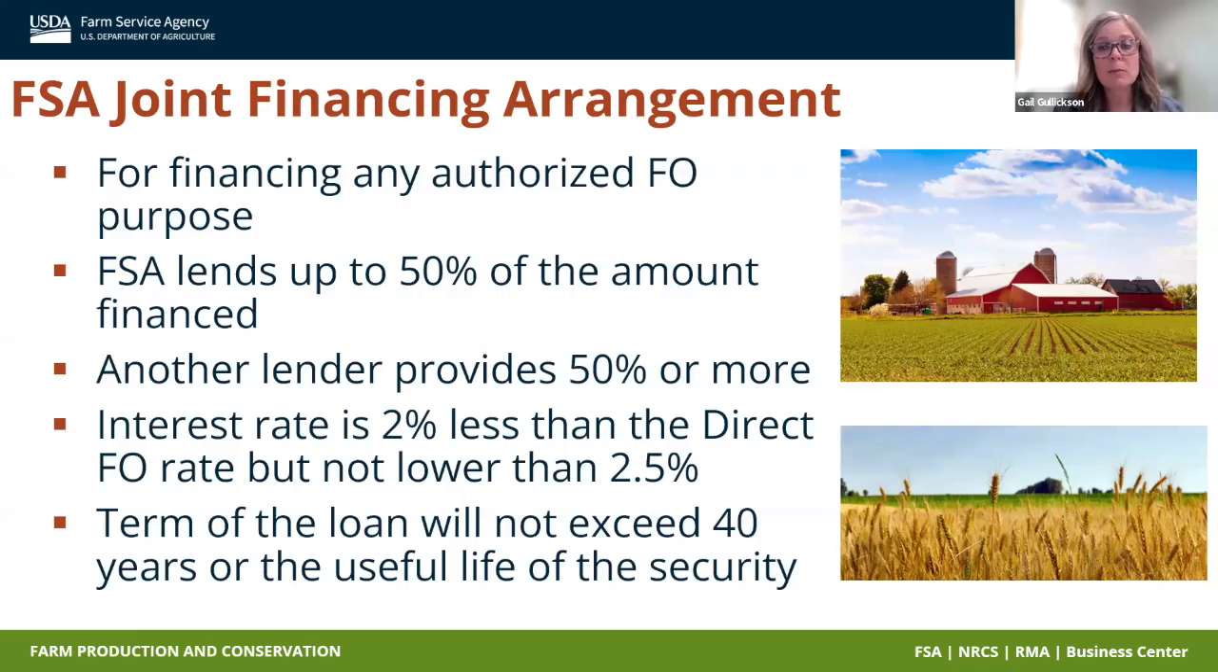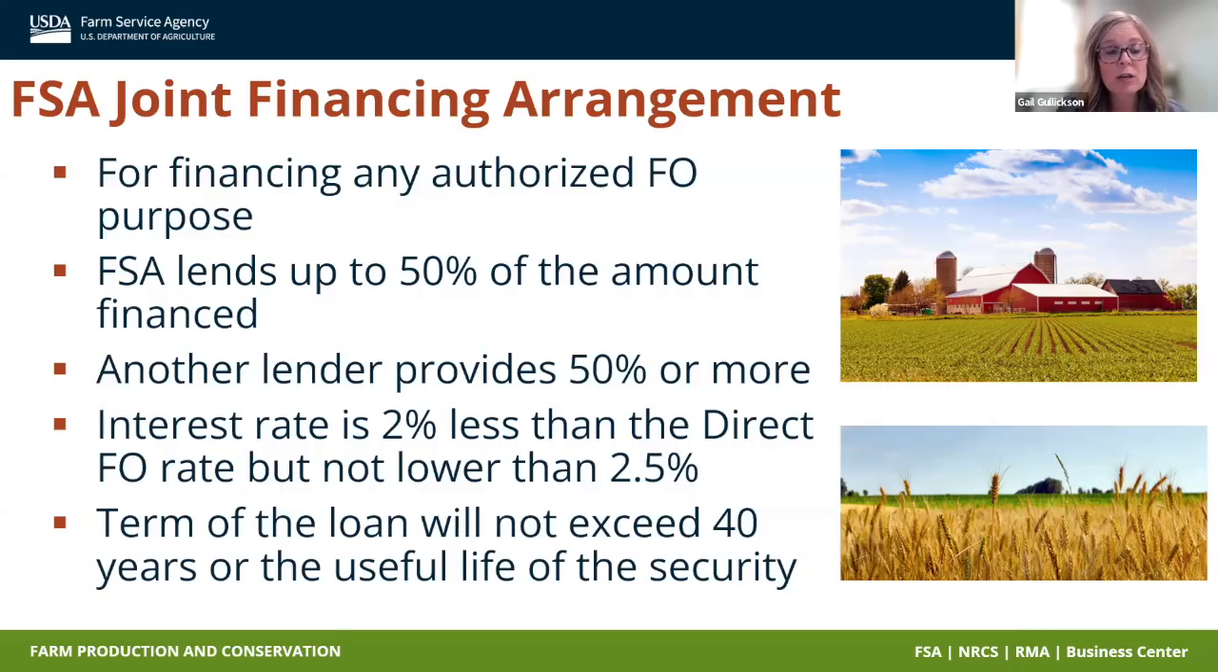Within the farm ownership program, we have other financing opportunities. Also known as a participation loan, joint financing allows FSA to provide more farmers and ranchers with access to capital. This financing can be used for any authorized farm ownership purpose, such as purchasing a farm or ranch or constructing new farm buildings. And then FSA lends up to 50% of the amount being financed.